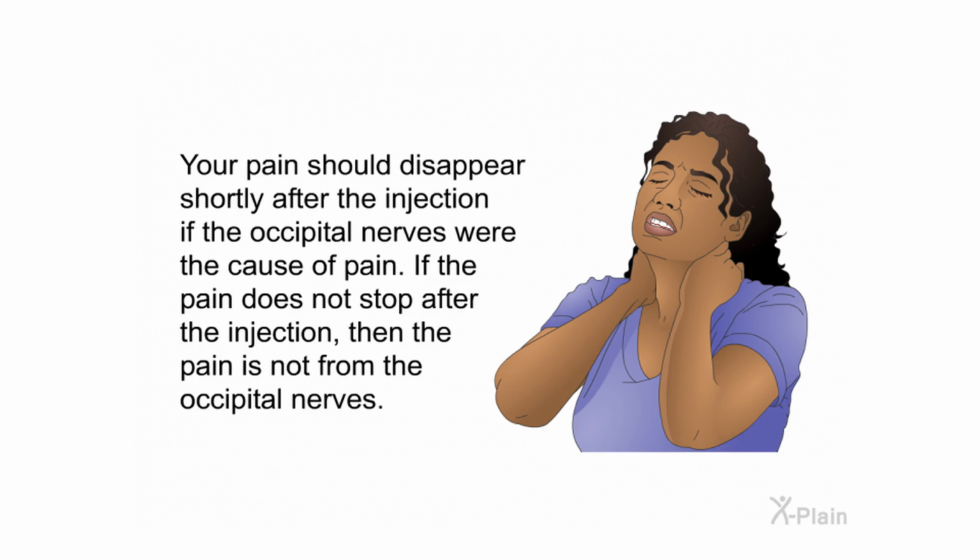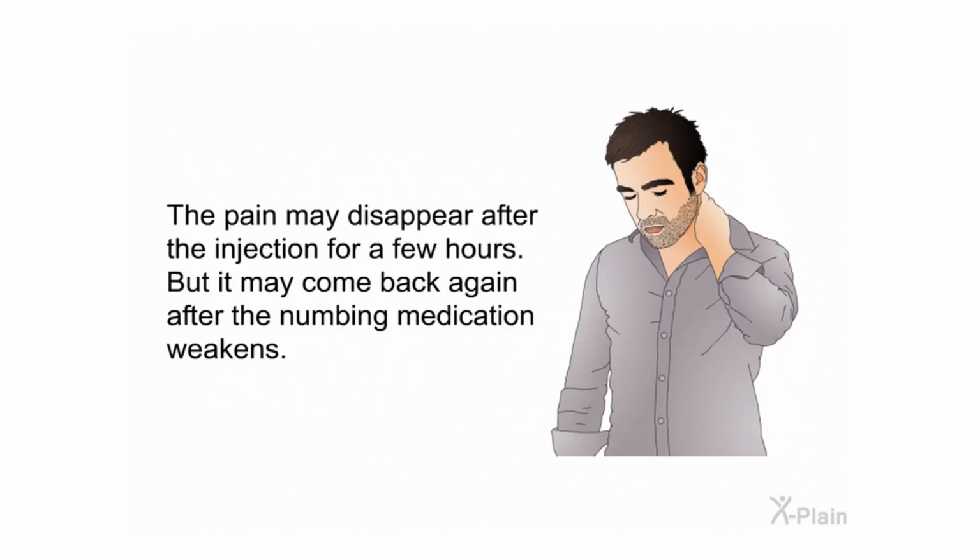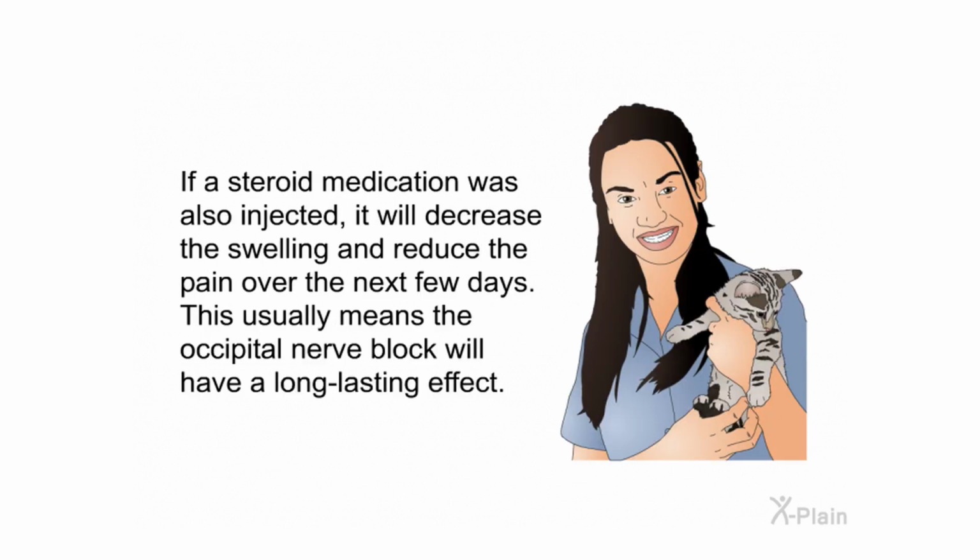Your pain should disappear shortly after the injection if the occipital nerves were the cause of pain. If the pain does not stop after the injection, then the pain is not from the occipital nerves. The pain may disappear after the injection for a few hours, but it may come back again after the numbing medication weakens. If a steroid medication was also injected, it will decrease the swelling and reduce the pain over the next few days. This usually means the occipital nerve block will have a long-lasting effect.